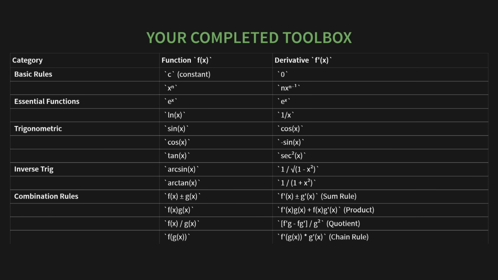The basic rules, the essential functions, the trigonometric derivatives, the product rule, the quotient rule, the master key chain rule, even the clever hack of implicit differentiation. You now possess the complete toolkit for differentiation. The promise from the beginning, fulfilled. So what's next? Integral calculus, the other half of the story. You've built the machine. Now go use it.